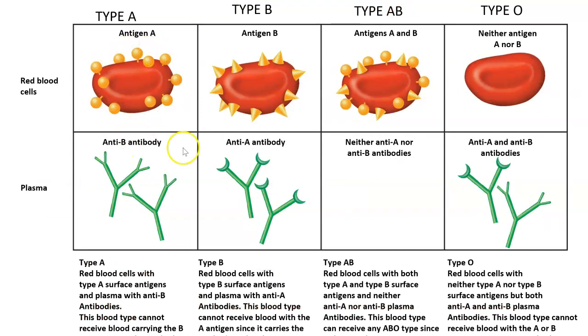So this gives you again a depiction of what we have talked about. This is the antigen and this is the antibody carried by type A blood. Antigen and antibody carried by type B blood. Antigens and no antibodies carried by type AB blood. And then again, no antigens in the case of O, which means they carry both the A and B antibodies.